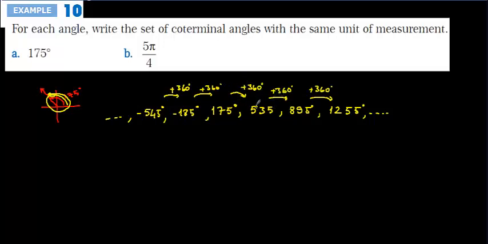It's going to be here 175 and 895. Again, they are coterminal angles. When you divide by 360, later we are going to learn this, you are going to get 175 as a remainder. Okay, this was for the 175 degrees.